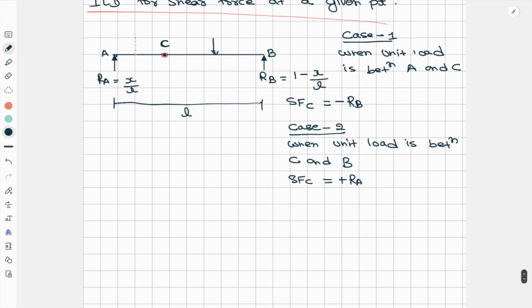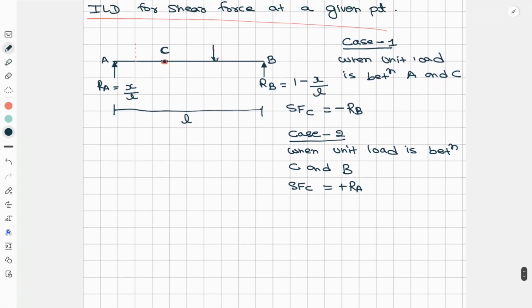Okay, for case 1, this was the section, right? So this is the section A to this one. Let it be A and B, and this point is C.